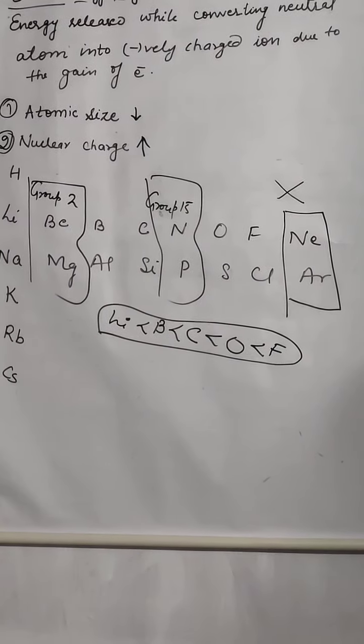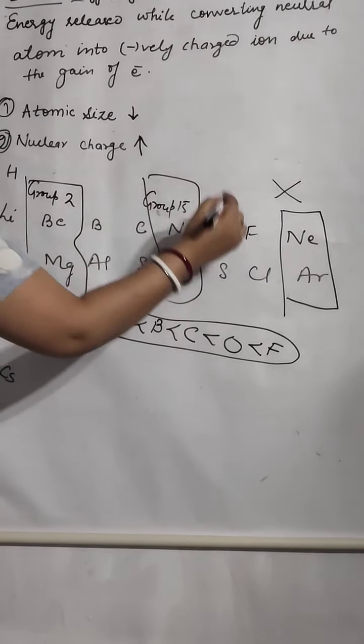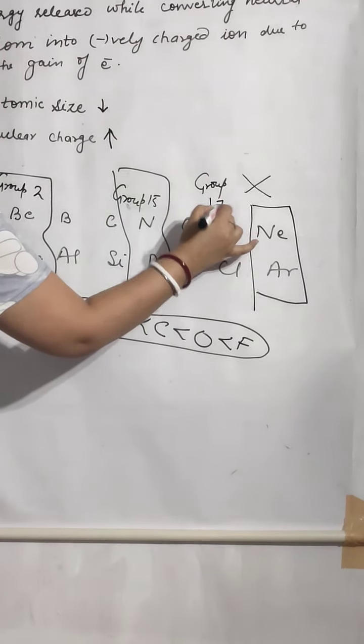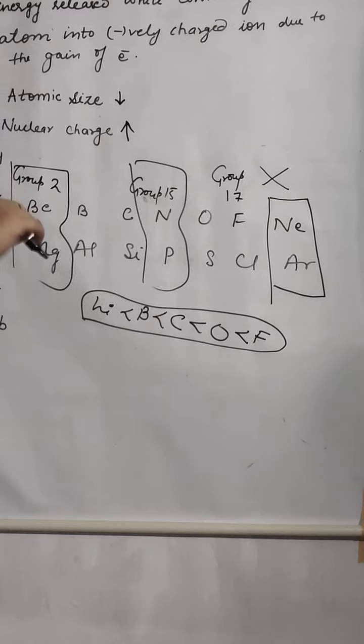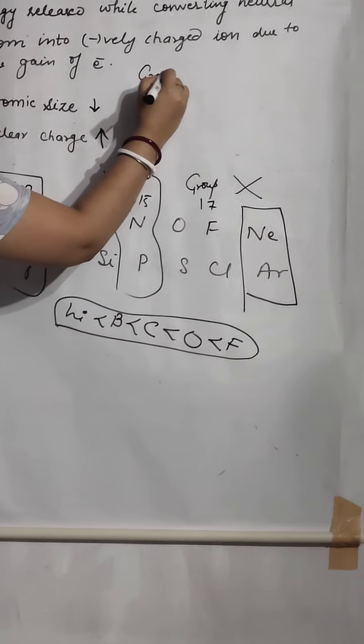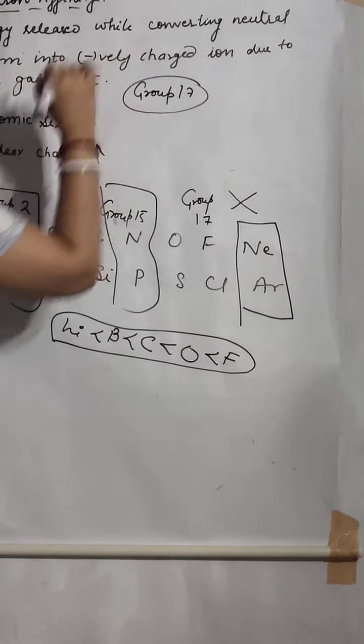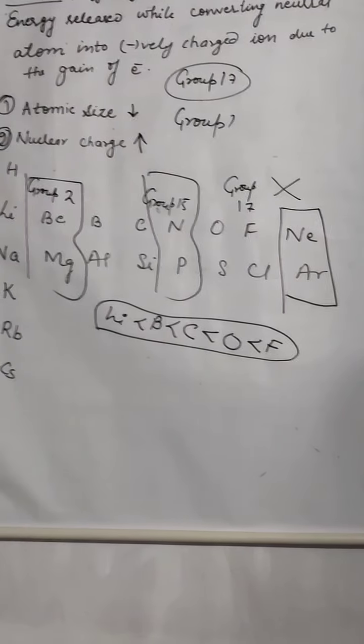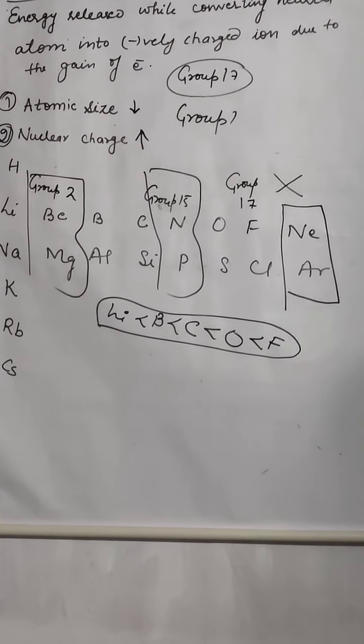But if we talk about group, suppose we are asked to write the order for group 17. First of all, remember this thing: group 17, that is halogens, will have the highest electron affinity, and group 1, that is alkali metals, will have the lowest electron affinity.